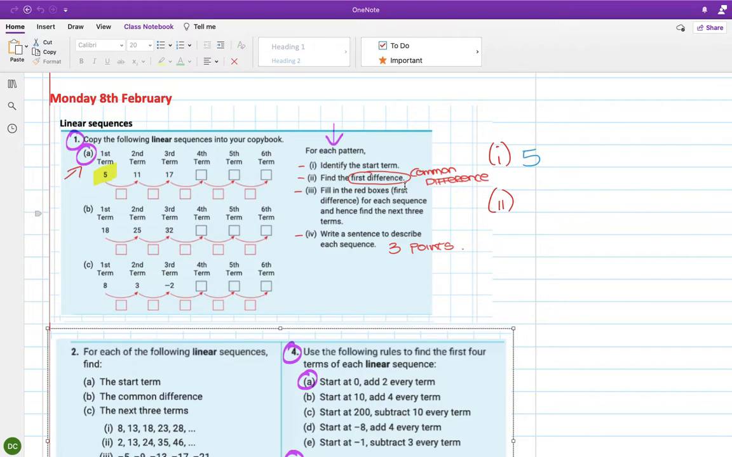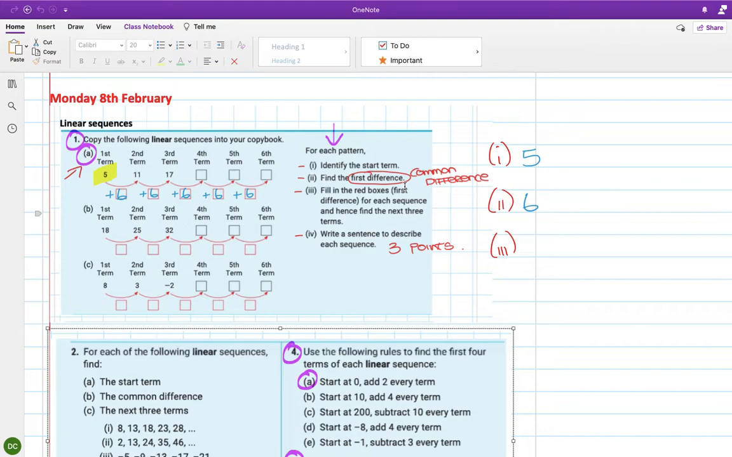So the common difference is how much it's going up or down by. So in this case, is that plus 6? Yep, so I think the common difference is 6. Fill in the red boxes. I've done that. They're the first difference or the common difference for each sequence. Hence, find the next 3 terms. Okay.